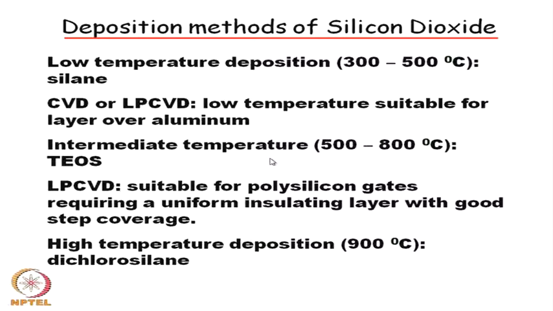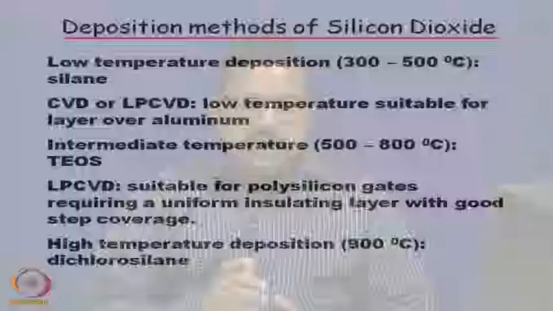Now, how can we deposit silicon dioxide films? There are three regimes of temperature which one can use. One is the low temperature regime, where one can use 300 to 500 degrees centigrade. Another is the intermediate temperature range, where one can use 500 to 800 degrees centigrade, and around 900 degrees centigrade there is a high temperature process. So, obviously, three different regions of temperature one can use. Let us start from the low temperature deposition.